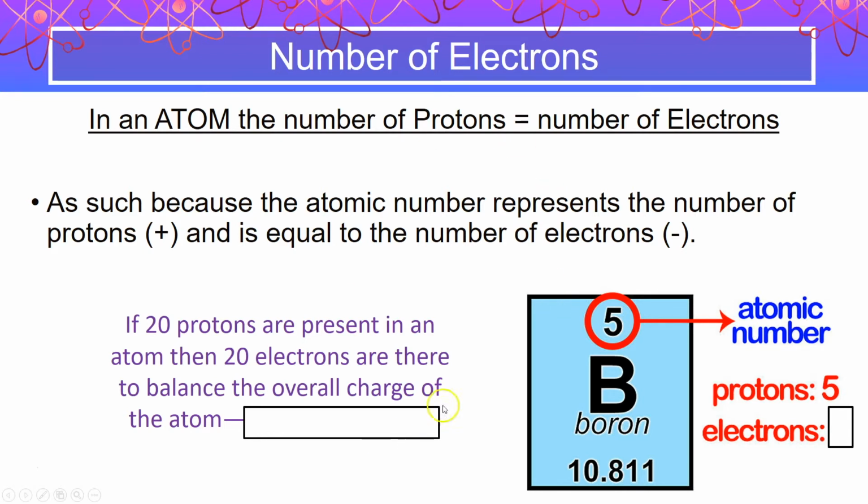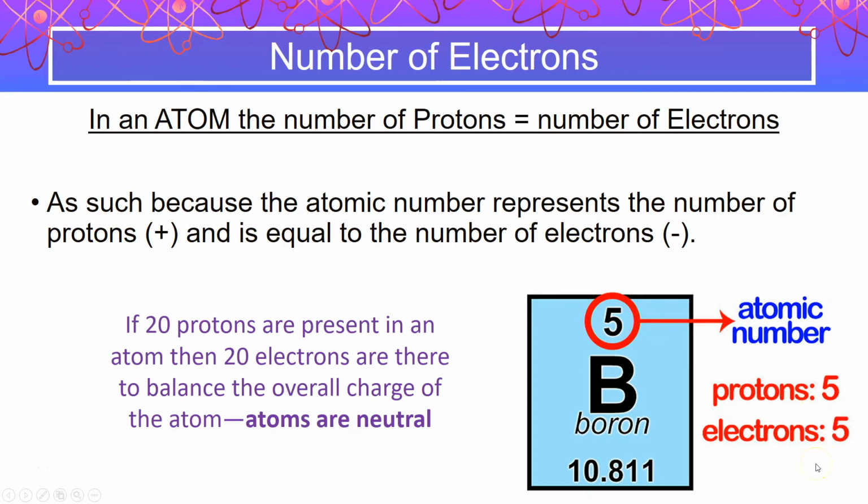So you can see down here it says if 20 protons are present in an atom, then 20 electrons are there to balance the overall charge of the atom. Atoms are neutral. Boron has an atomic number of 5. That means it has 5 protons, and because it's an atom, it must also have 5 electrons.